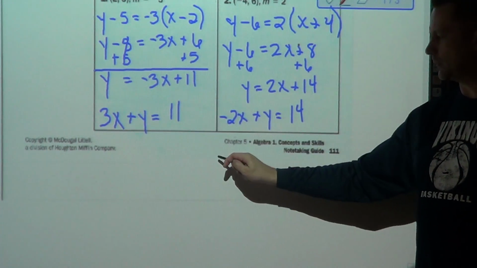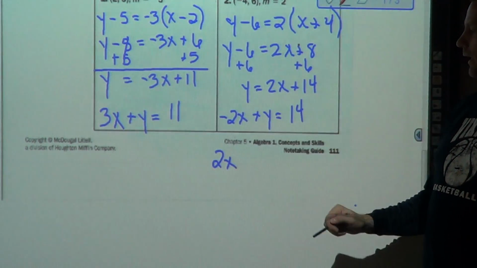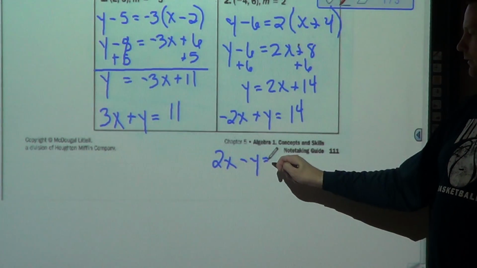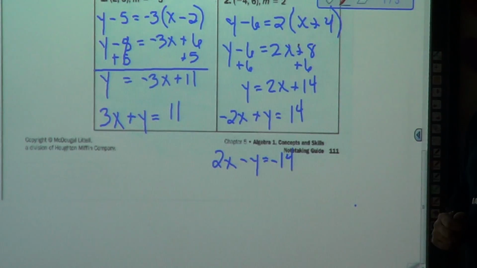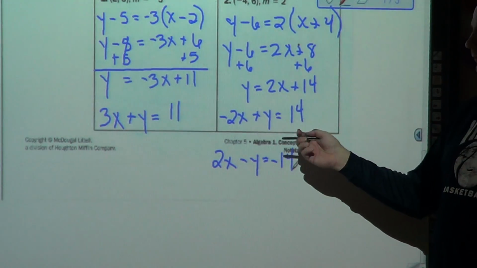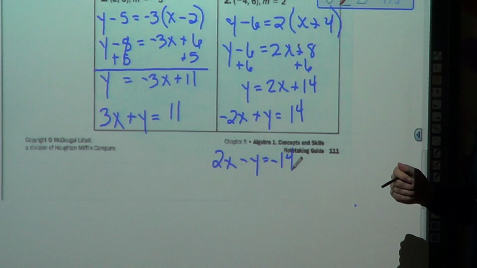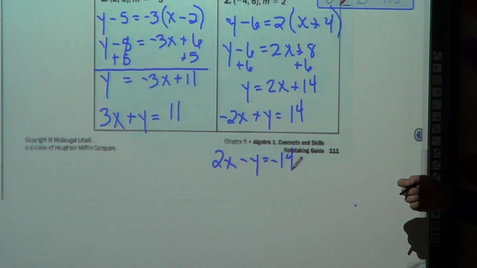So if it was negative 2x, it becomes positive 2x. Positive y becomes negative y. And positive 14 becomes negative 14. Okay, so just that last step, we go through and multiply by negative 1, or just change all the signs, and doing the same thing.